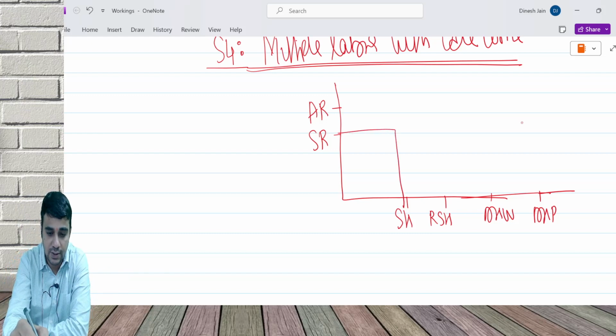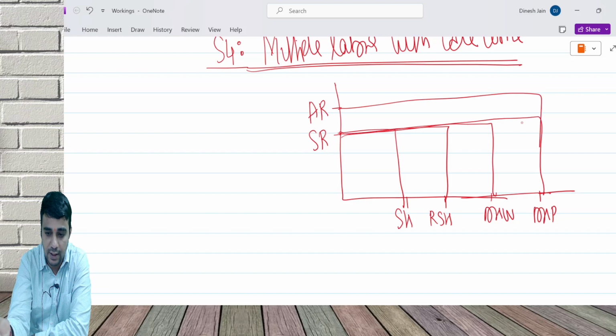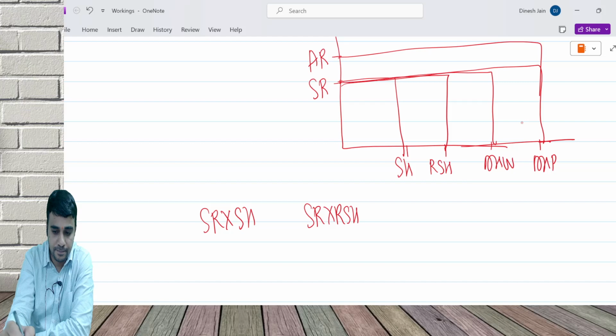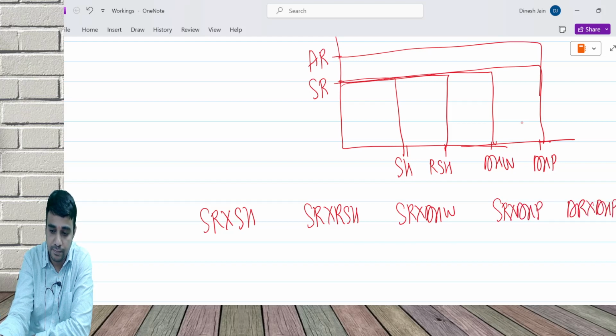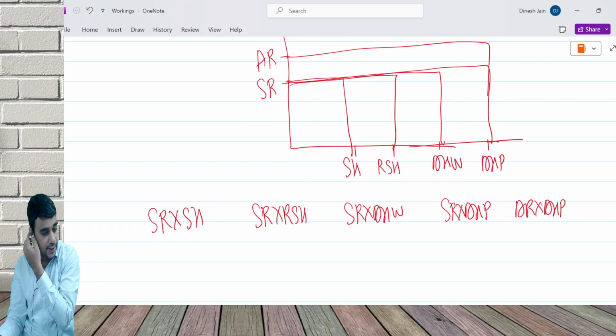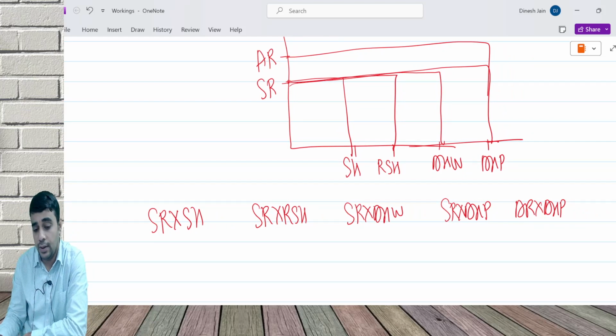SR into SH, SR into RSH, SR into AHW, SR into AHP, AR into AHP. SR into AHW, SR into AHP, AR into AHP. SR into SH, SR into RSH, SR into AHW, SR into AHP, AR into AHP.